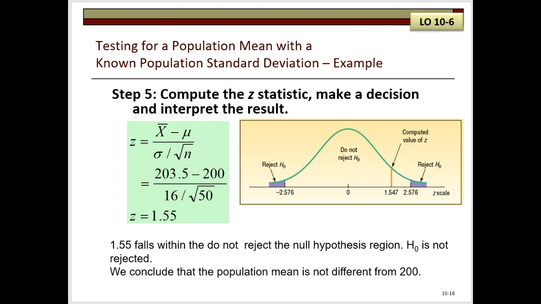We then make a decision and interpret the result. Because the computed value of 1.55 is not greater than the critical value of 2.576, we cannot reject the null hypothesis. So we conclude that the population mean is not significantly different from 200. In other words, we can report to the Vice President of Manufacturing that the sample evidence does not show that the production rate at the plant has changed from 200 units per week.